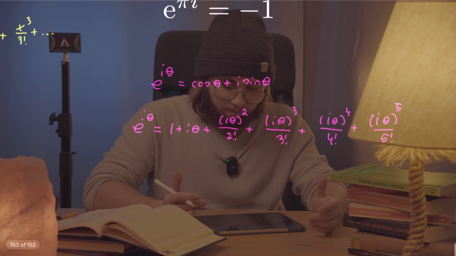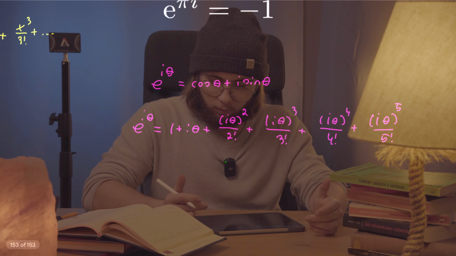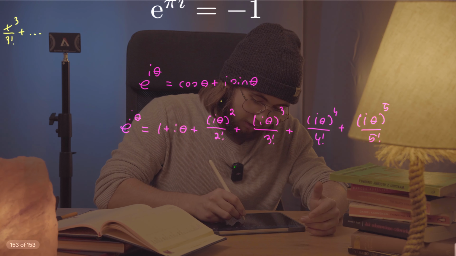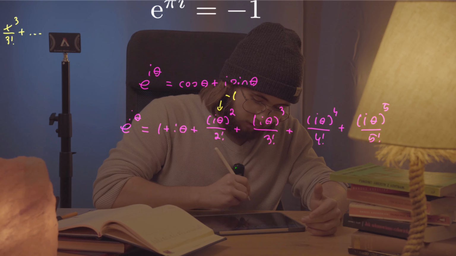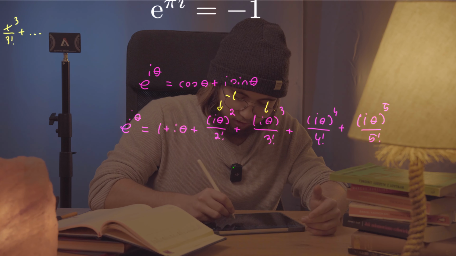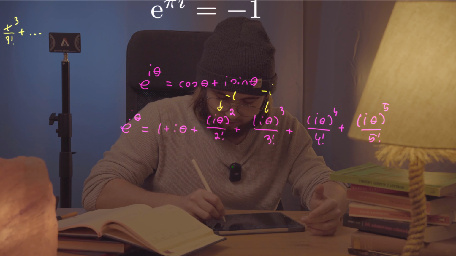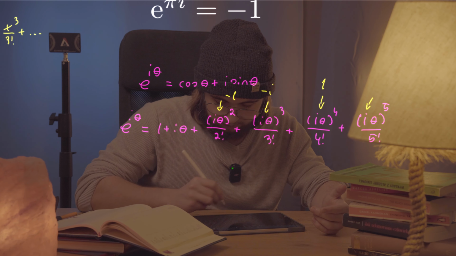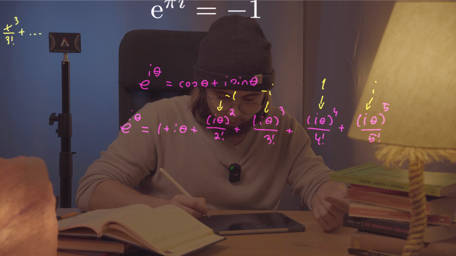Anyway, now I think we could go on and simplify this thing a bit. So, for example, this i squared there is just gonna turn into -1. This i cubed here is just gonna be a negative i. This i to the power of 4 here is just gonna be 1. This i to the power of 5 is just gonna be a positive i.